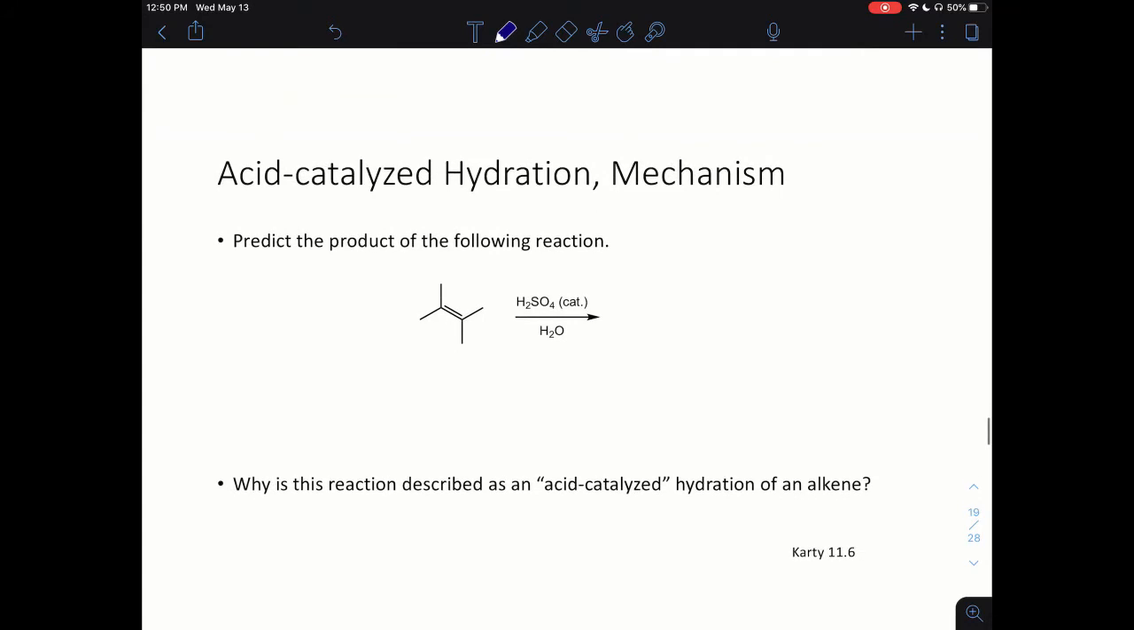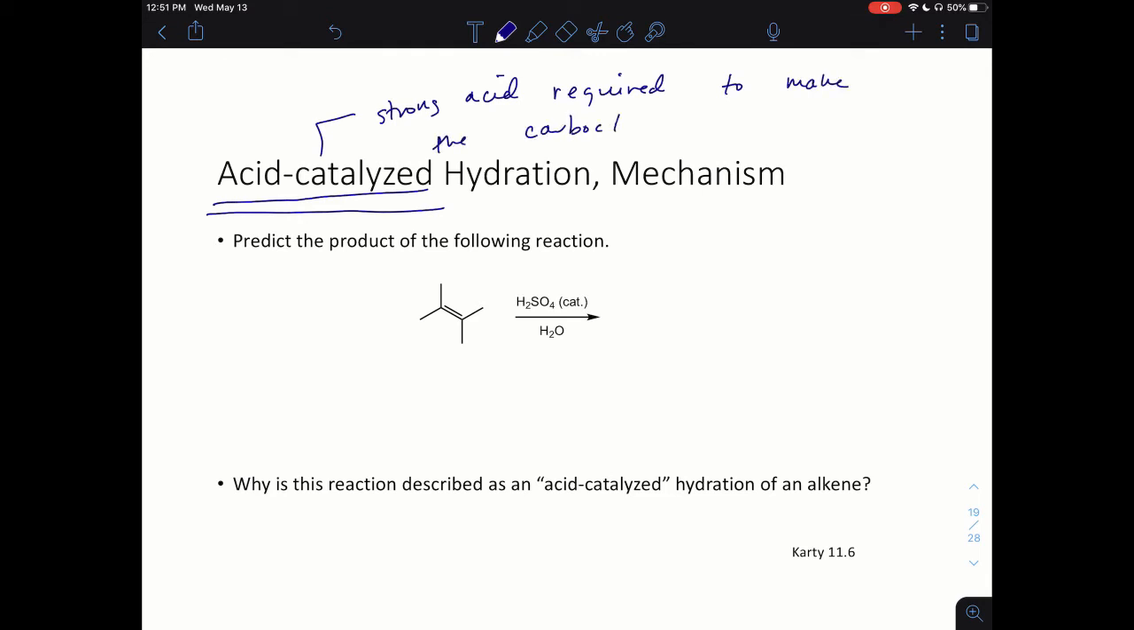What we will need is an acid catalyst. So this is called an acid-catalyzed hydration reaction. A strong acid is required to make the carbocation intermediate that will then be trapped by water. Excellent. So we have sulfuric acid here. That's an example of one of the strong acids that can be used to generate the carbocations.